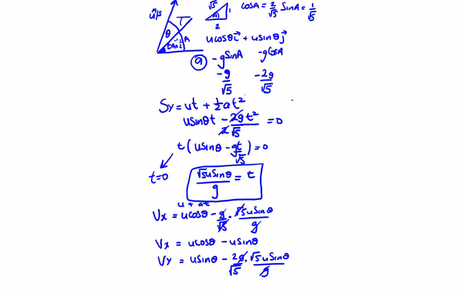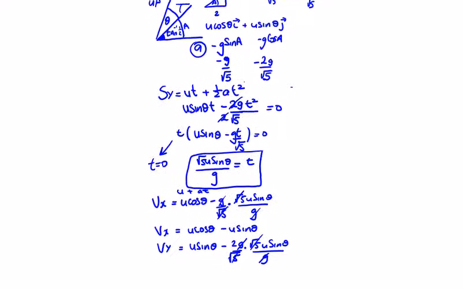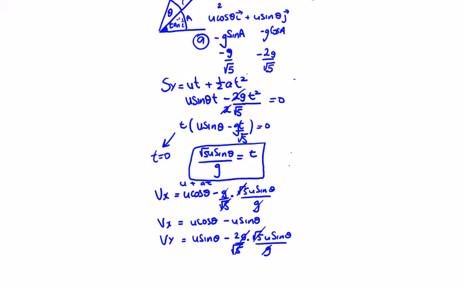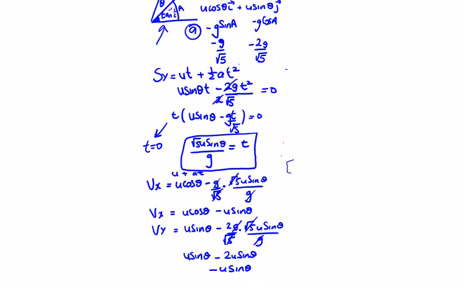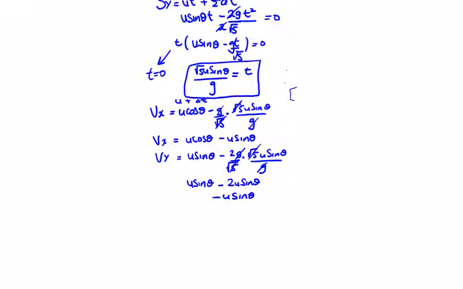So the g's cancel, the root 5's cancel, and we're left with u sine theta minus 2u sine theta, which is just minus u sine theta. And we know that the landing angle is equal to the inverse tan of 1 over 2 because of the alternate angles here. So the tan of the landing angle, call it L, is equal to minus the velocity of y over the velocity of x, and this is equal to 1 over 2.